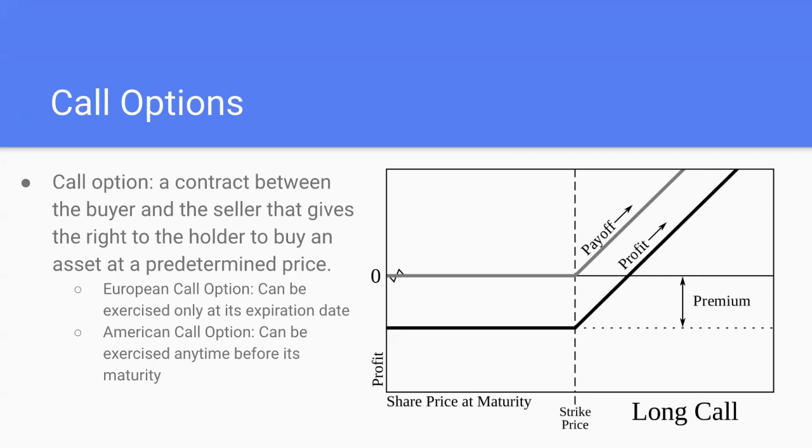If I have an American call option to buy the stock, I can buy it at that price anytime between now and the 6 months.